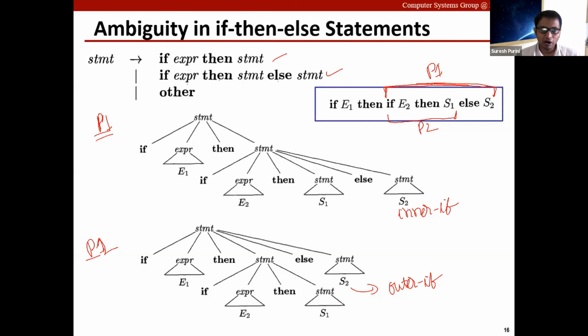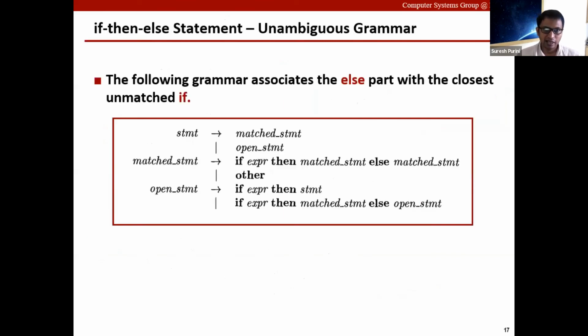Again, in order to handle this ambiguity, there are two approaches. The first approach is to rewrite the grammar. So this is the rewritten grammar. We will not go through this grammar. You may want to check whether it takes care of the ambiguity. Not only does it take care of the ambiguity, it leans towards the particular semantics given by the programming language designer, that is, match the else part with the closest unmatched if. This is the semantics that we are looking for in the rewritten grammar.